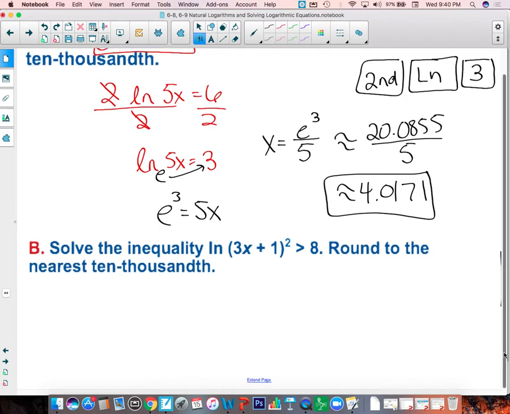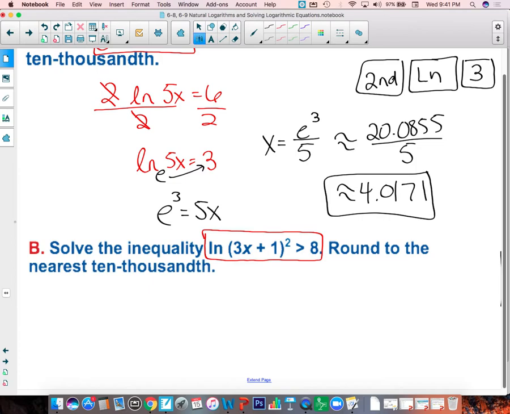Okay? So down here we have an inequality. Looking at this one, go ahead and write it down. Do I need to do anything as far as getting the natural log by itself? No, I don't. Natural log is already by itself. We can do this a couple different ways. I'm going to do it the way that's a little bit more difficult, so that way we can see it. But right here, I'm just going to exponentiate that right away.